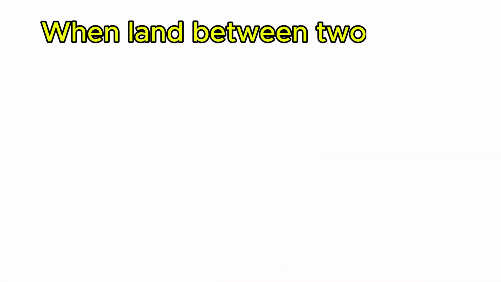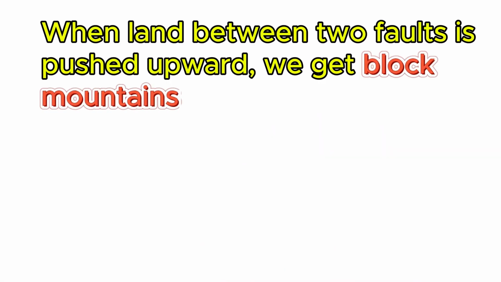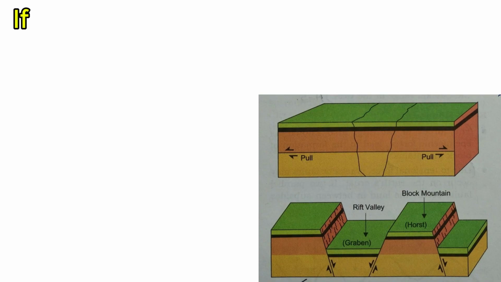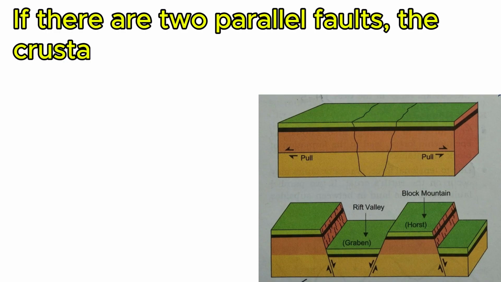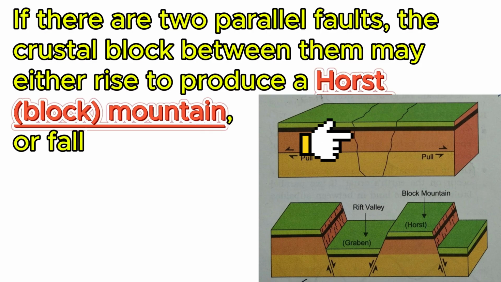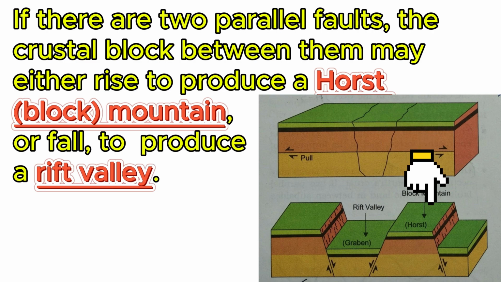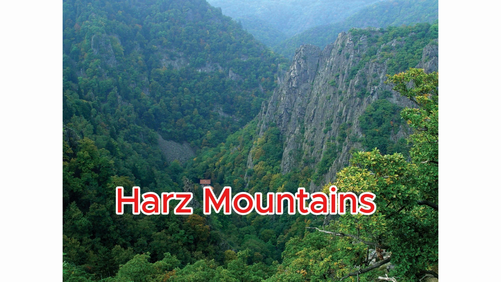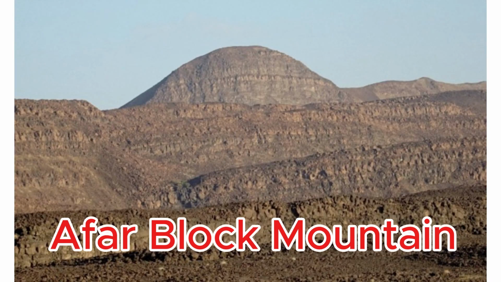When the land between two faults is pushed upward, we get block mountains. If there are two parallel faults, the crustal block between them may either rise to produce a horst or block mountain, or fall to produce a rift valley. Examples of block mountains: think of the Sierra Nevada mountains in North America or the Harz mountains in Germany. The Afar Block Mountain in Ethiopia is another great example.